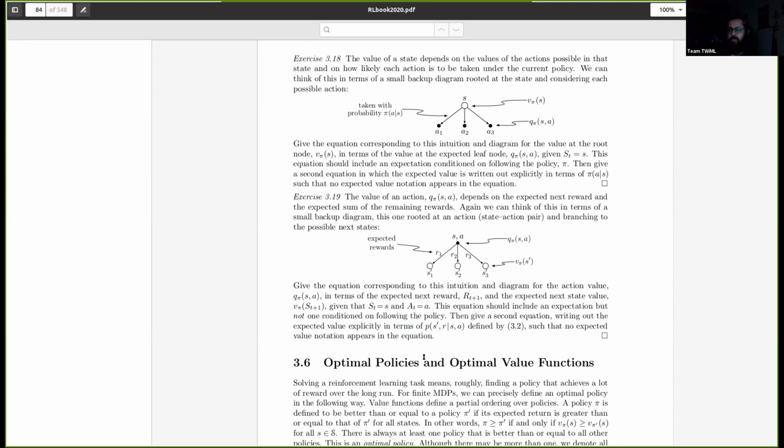Then the second equation writes out the expected value explicitly in terms of p(s', r | s, a), such that no expected value notation appears in the equation. So we can extend that based on the reward there, and write a parameter with the R_{t+1} expectation that I alluded to earlier, and we might get the two equations based on this backup diagram that we have.